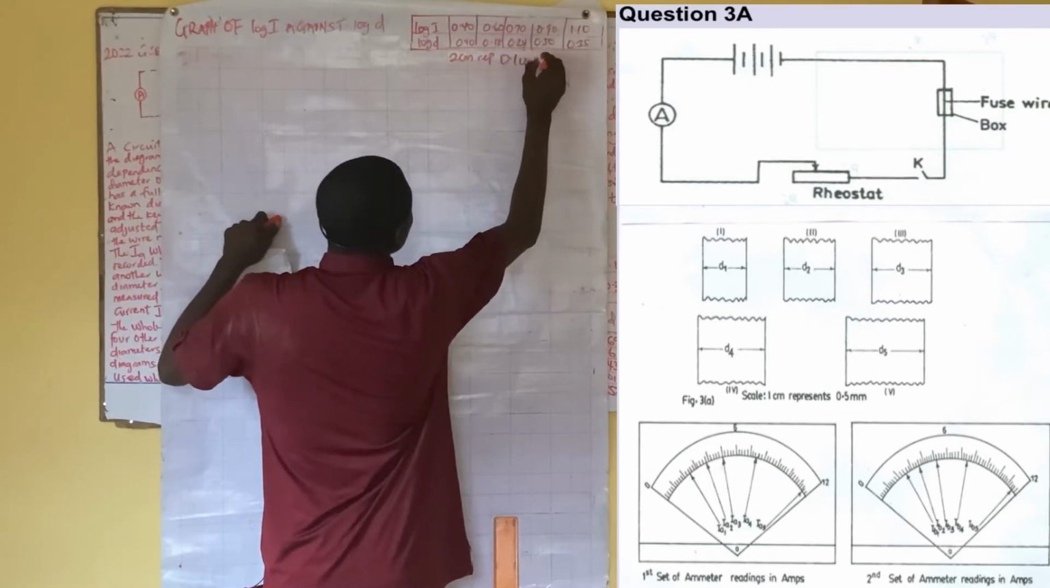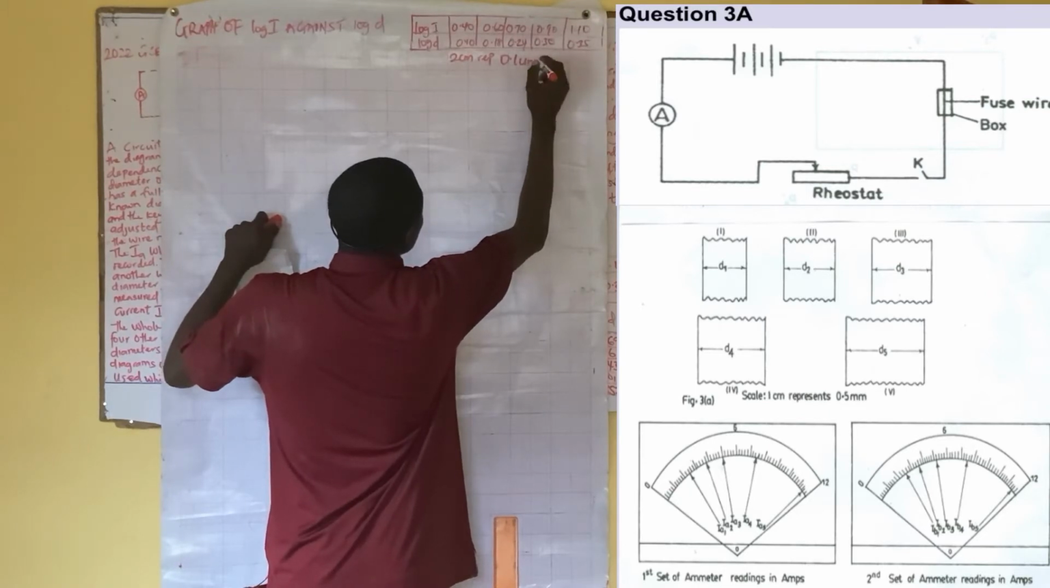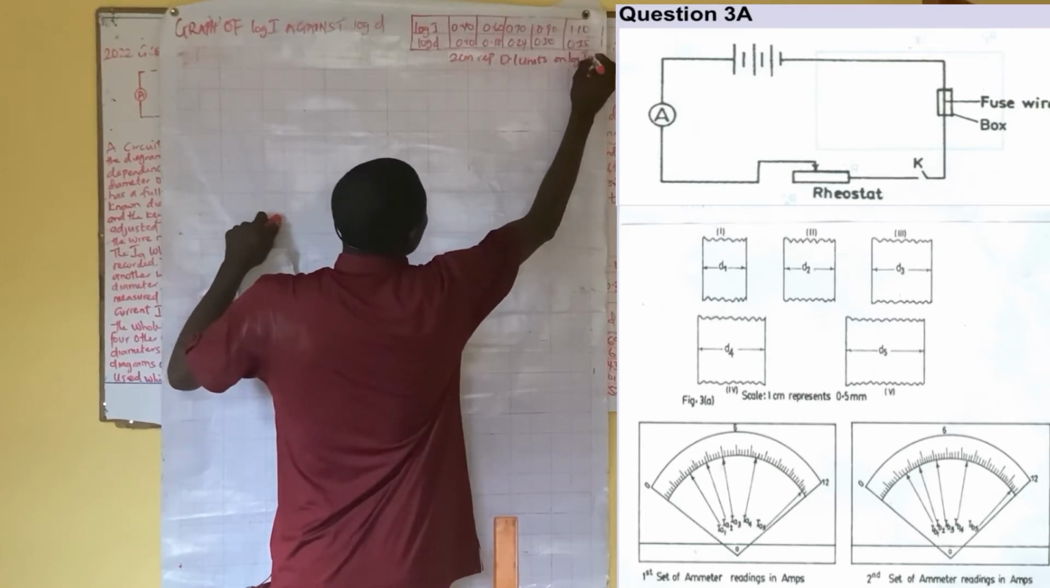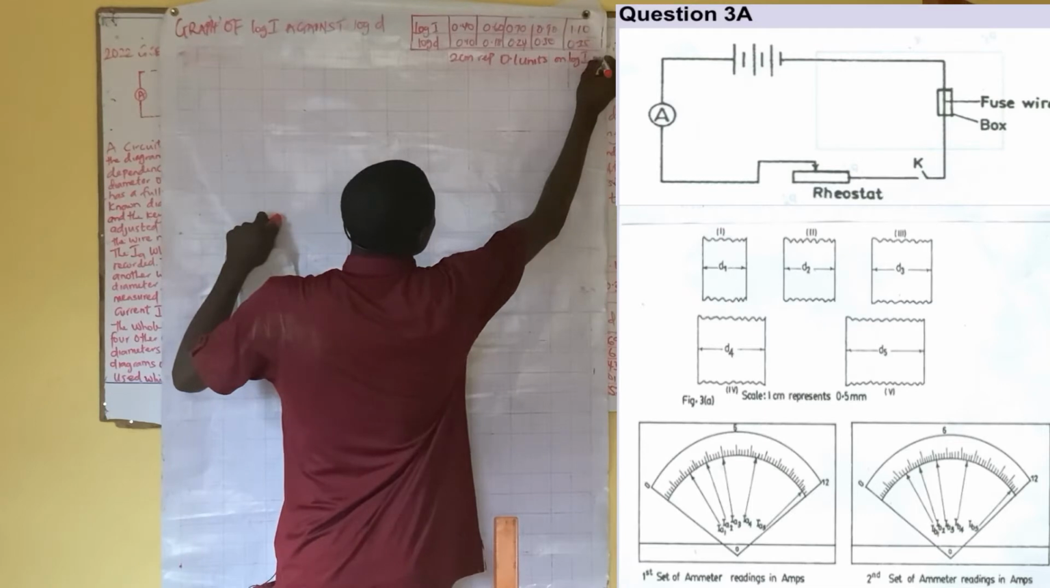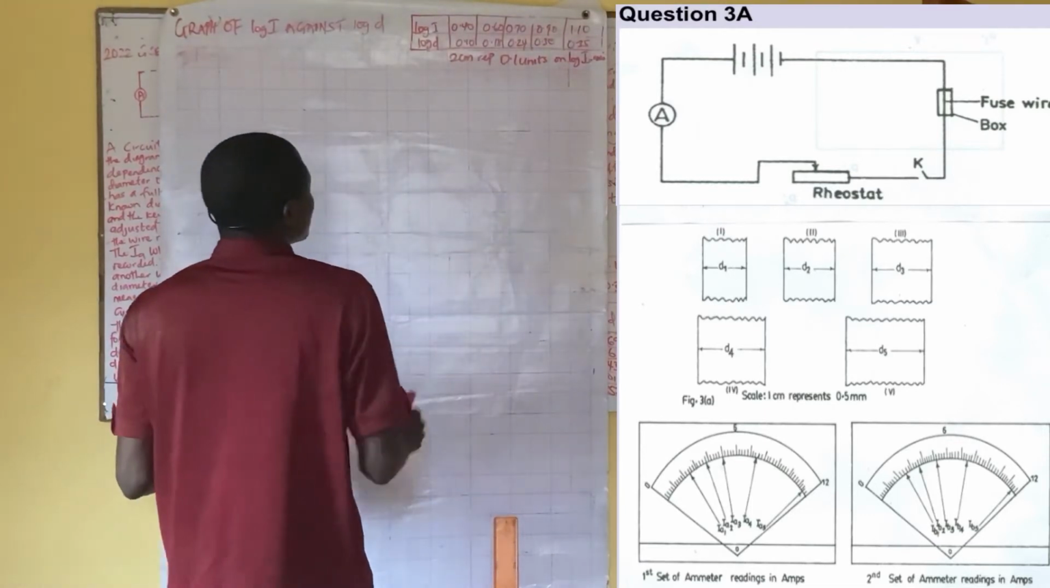0.1 units, 0.1 units, 0.1 units on the log I axis. Now the next one is what?